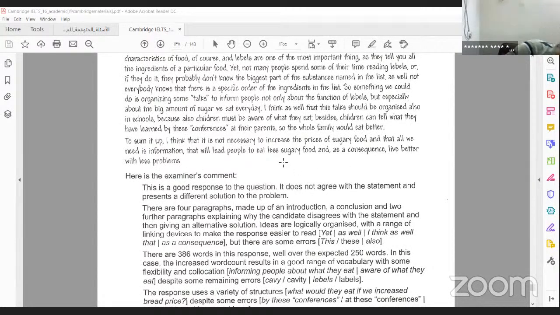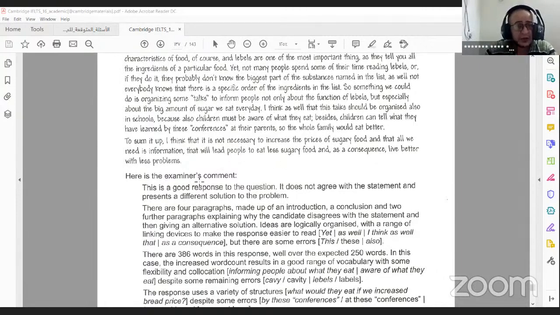less problems. Okay, we have just read a piece of writing written by a candidate who achieved band 7. This candidate could have achieved 8 or even 8.5 if he or she had just covered some mistakes which are written here. They are silly mistakes, ridiculous mistakes. I will mention some of them that are written in the examiner's comment here. And also I will add something.